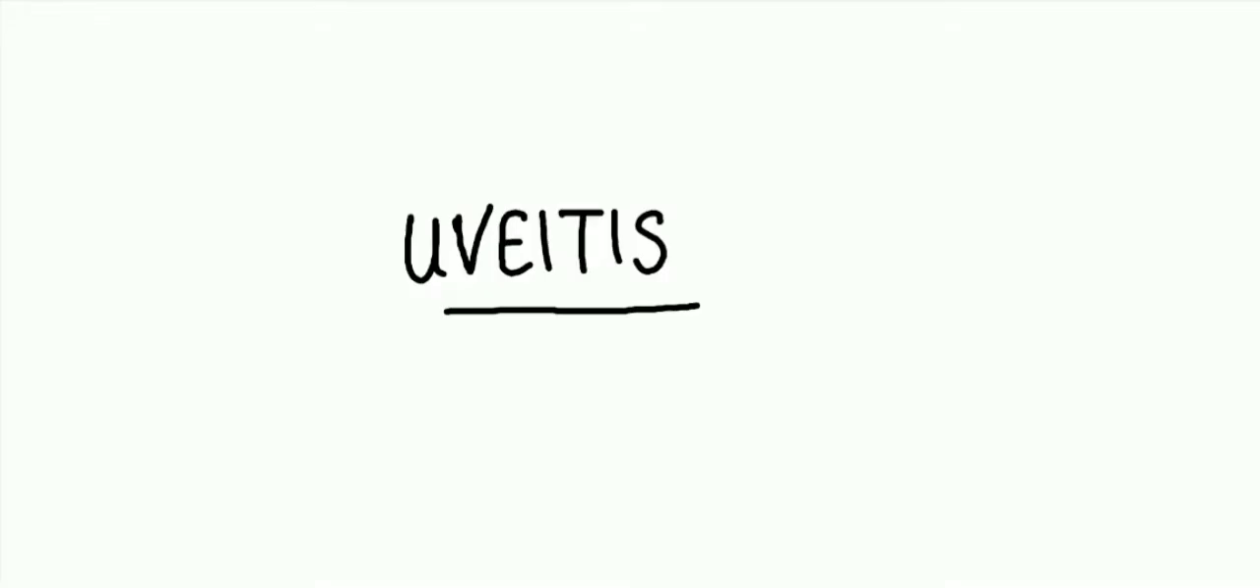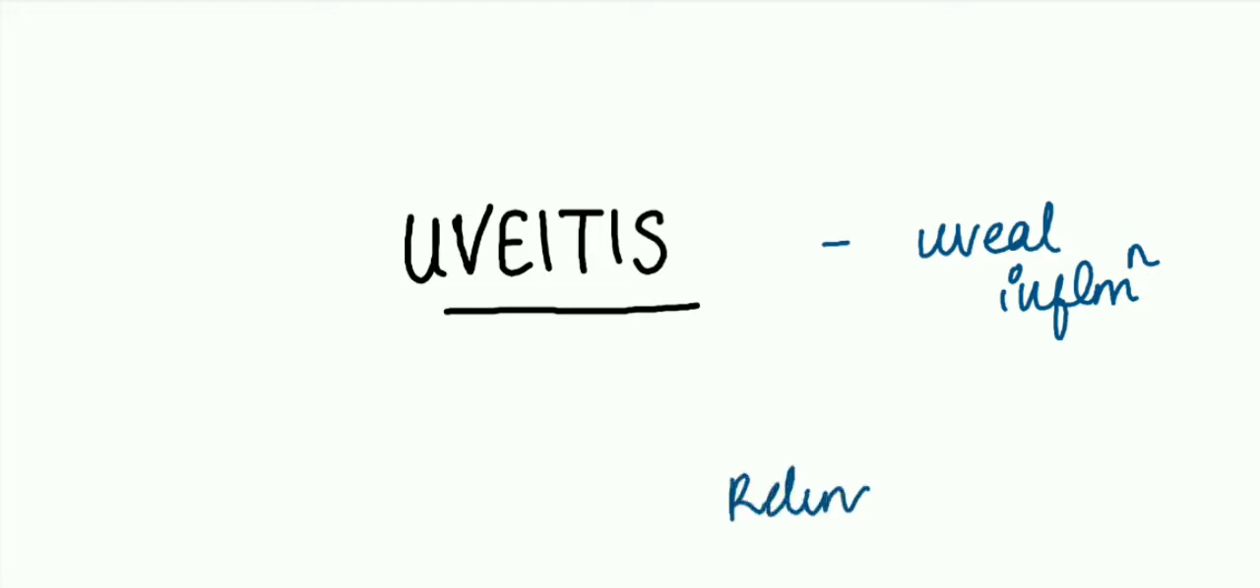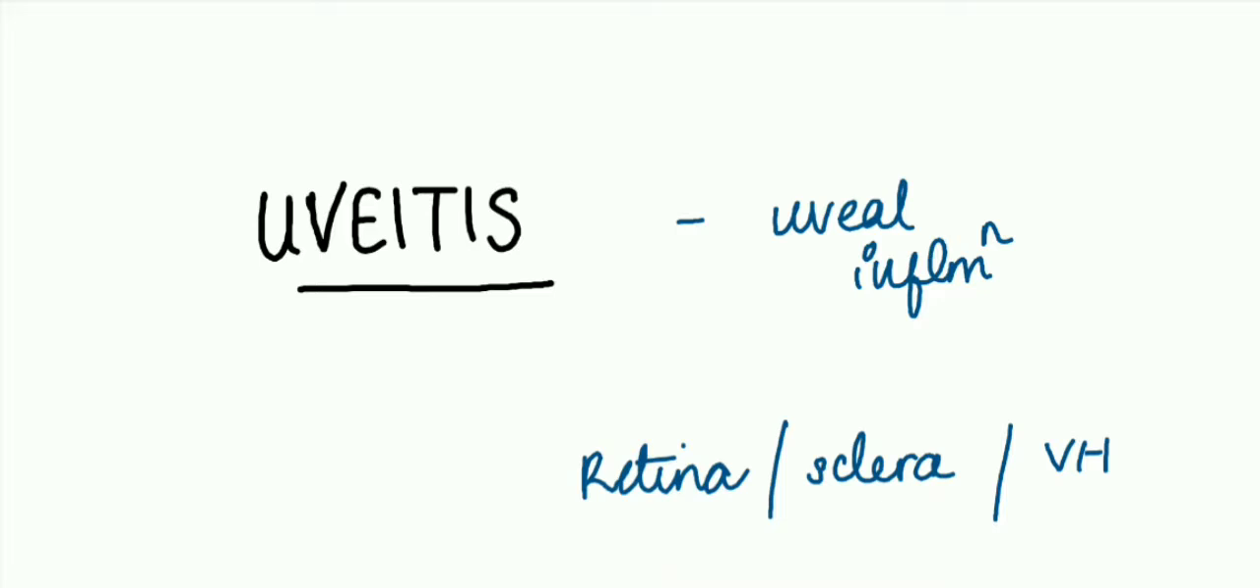Today let's see the classification of uveitis. Uveitis strictly should mean the inflammation of only uveal tissue. However, there is always an associated inflammation of the adjacent structures like the retina, sclera, vitreous humor, and the cornea.